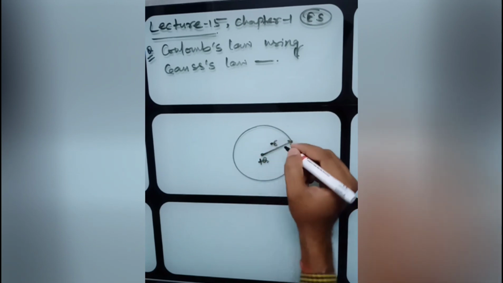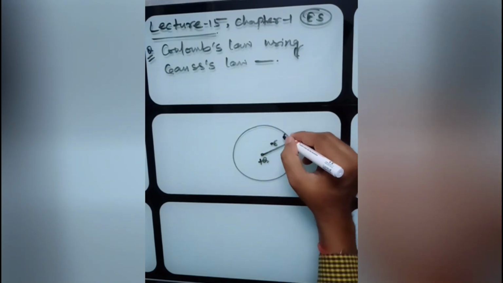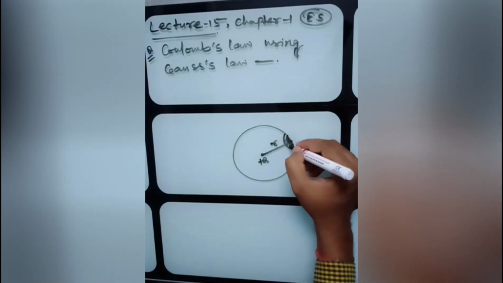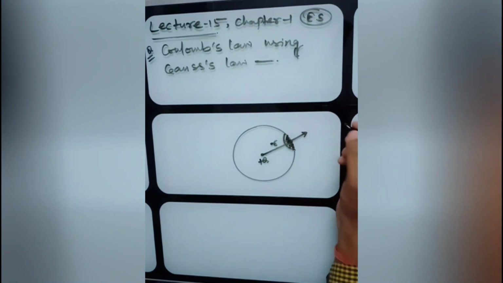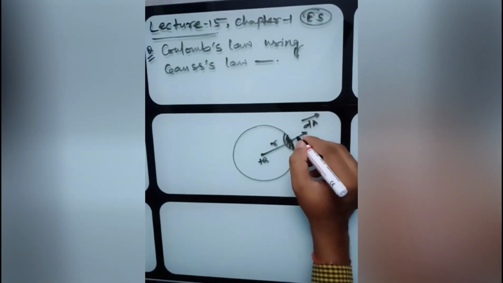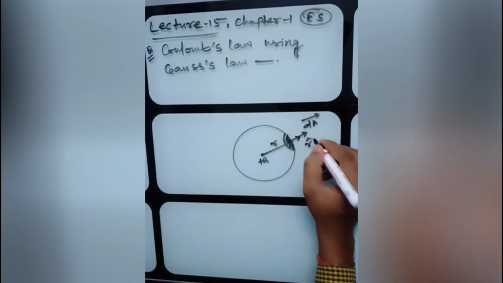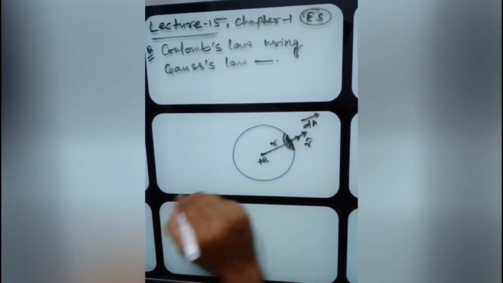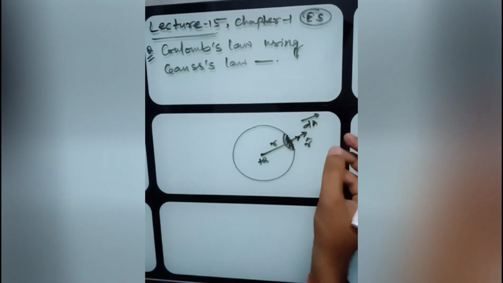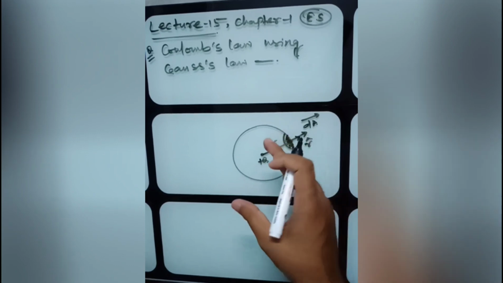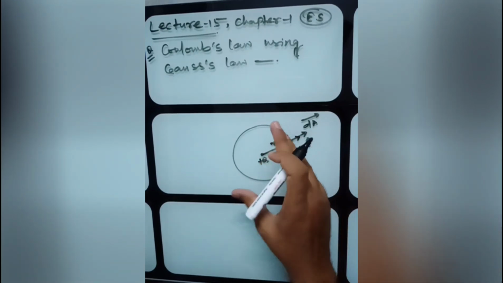The radius is r. Suppose we are considering this elemental surface area, the area vector dA will be in this direction, radially outward. Now we are going to prove Coulomb's law using Gauss law.